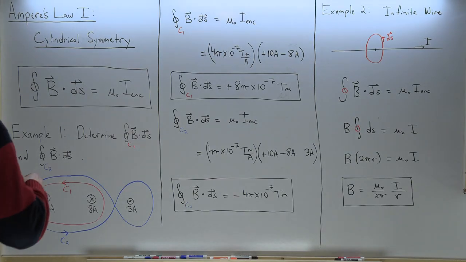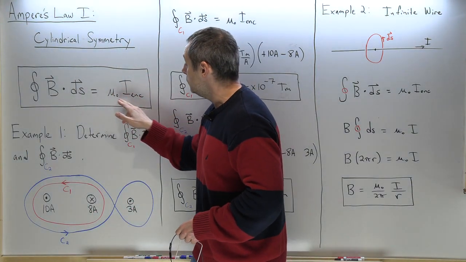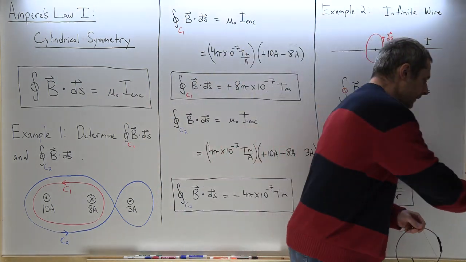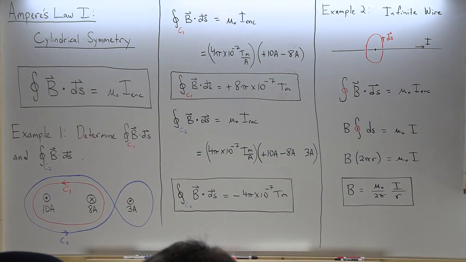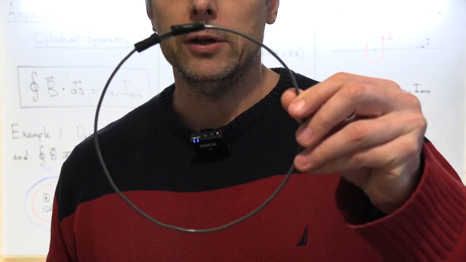On the other side of the equation, instead of q enclosed over epsilon 0, we've got mu 0 I enclosed. What do we mean by I enclosed? Well, for these two shapes, let me just put this down. Let's start with the circle first. So let's suppose this is our Amperian loop.